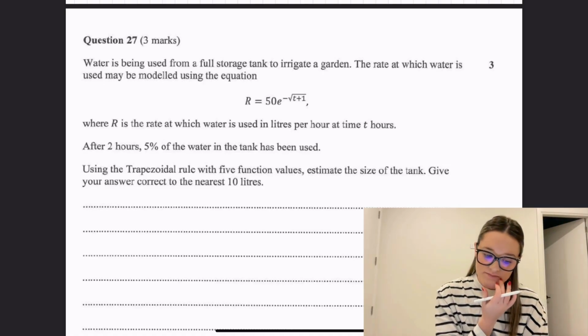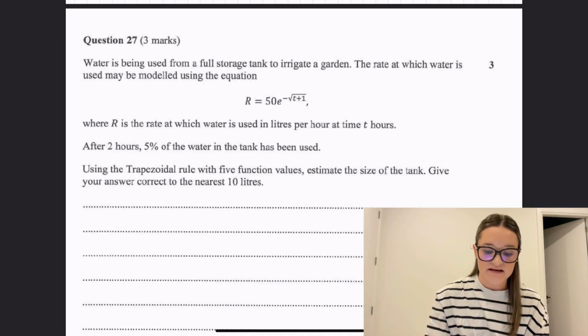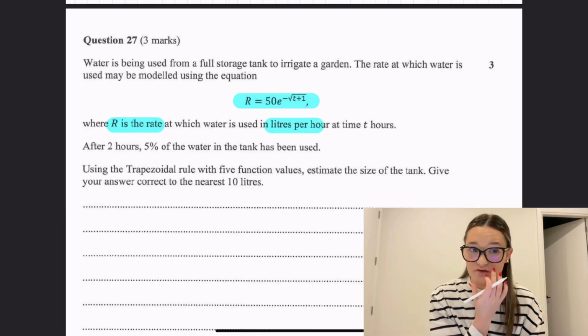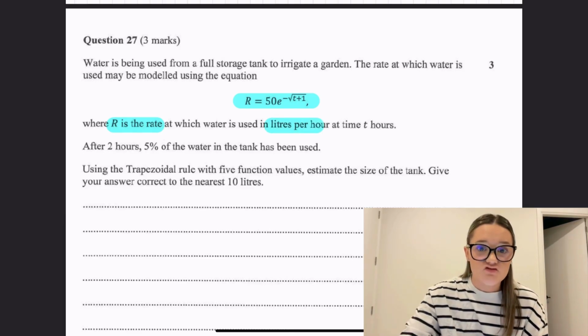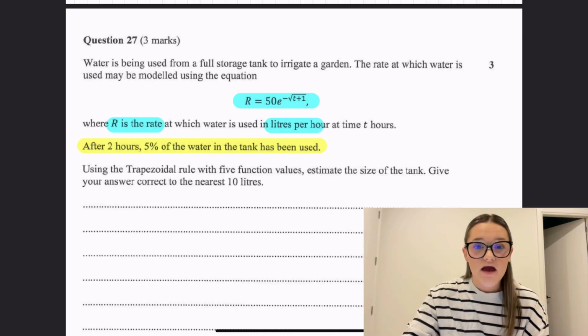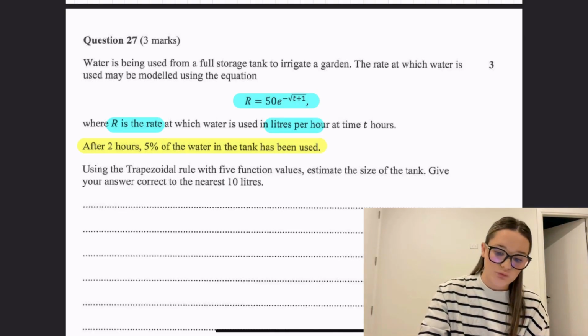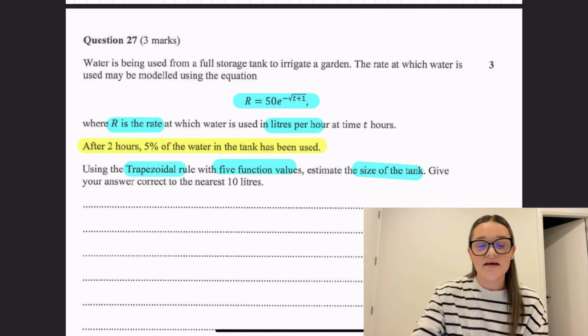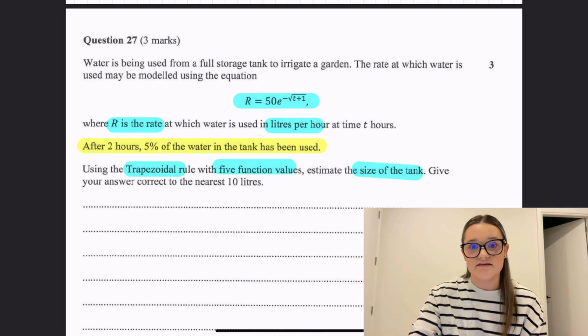Here we have water being used from a full storage tank to irrigate a garden, and the rate at which water is used may be modeled by the equation R equals 50e to the negative root t, plus 1. We're told that R is the rate at which water is used in litres per hour at time t hours. We're also told that after 2 hours, 5% of the water in the tank has been used, and we want to use the trapezoidal rule with 5 function values to estimate the size of the tank, giving our answer to the nearest 10 litres.